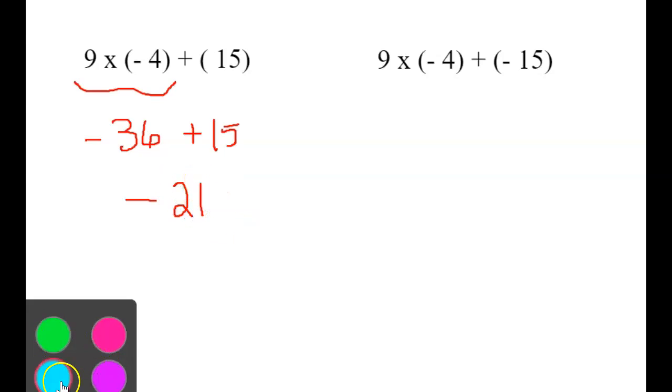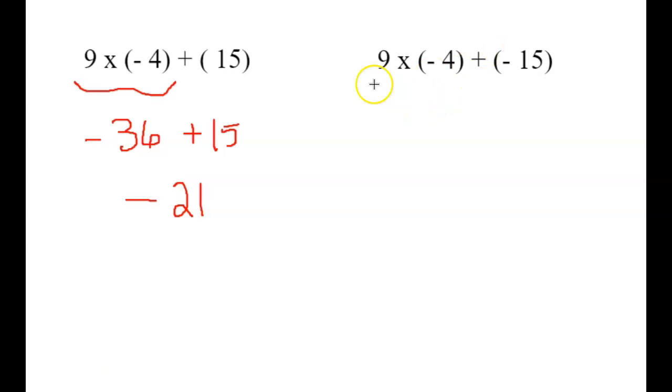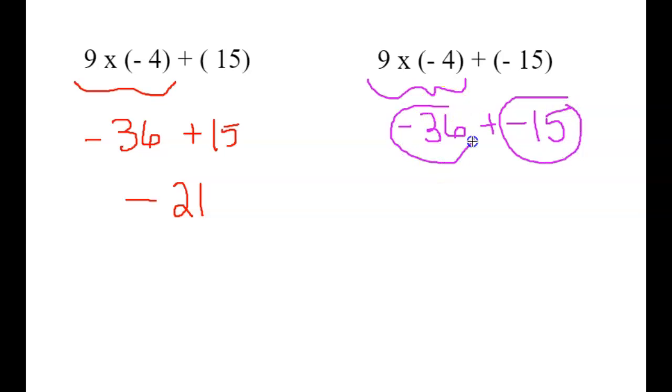But now what does that look like if I have the same kind of problem, but it's a negative 15 at the end? Let's try it. So again, we're going to multiply these two, and I'm going to get negative 36. That is the same as the first problem. But now in this case, I'm adding another group of negatives. So they're both negative numbers, and if the signs are the same, you find the sum. So I'm going to add 36 and 15, and I'm going to get negative because you keep the sign, and it's negative 51.